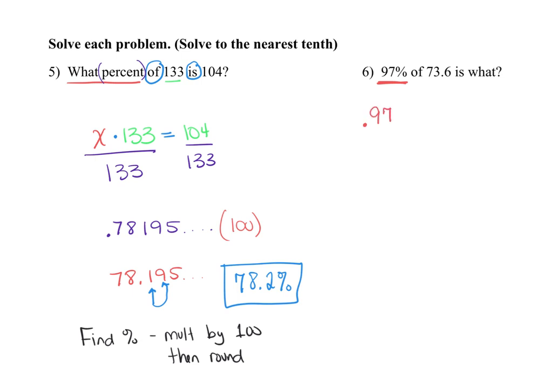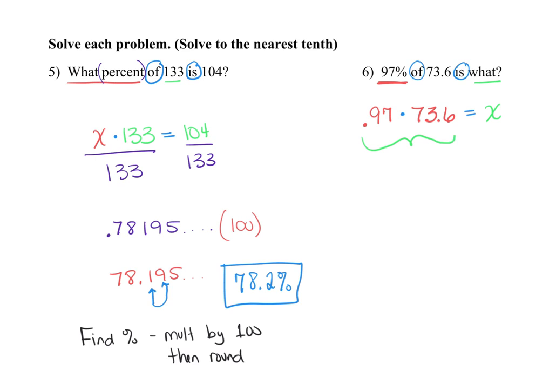Remember, the word of meant multiplication. Then I have the number 73.6. Remember, the word is means equals. And then I have what? I'm going to put an X there. So for this one, it's actually set up exactly the way I need it to be. I'm going to take the 0.97 and multiply by the 73.6.